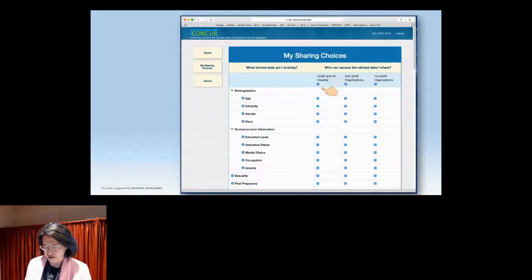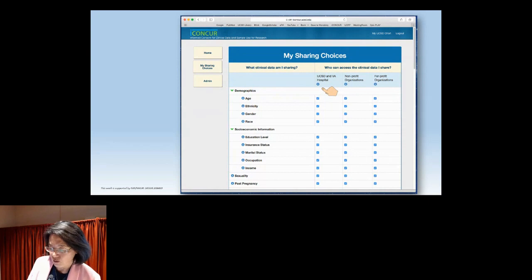And here's just an old interface, but the idea is the following. There are certain categories of data, and there are certain categories of recipients of data. So UCSD researchers or the local VA is one column, the other column is not-for-profit organizations, and the other one is for-profit organizations. And then the patient can go there and pick, and then we would do data sharing exactly like they did.